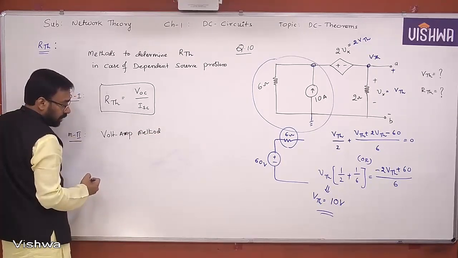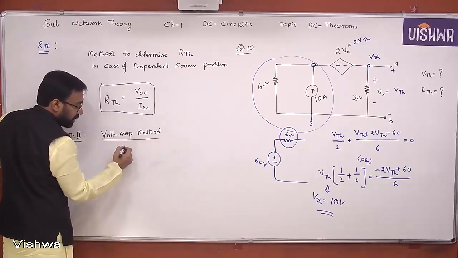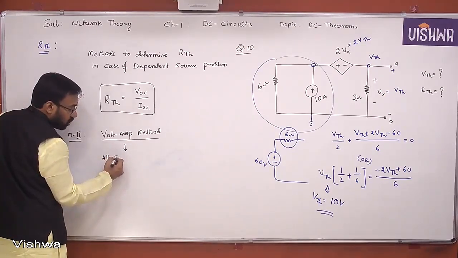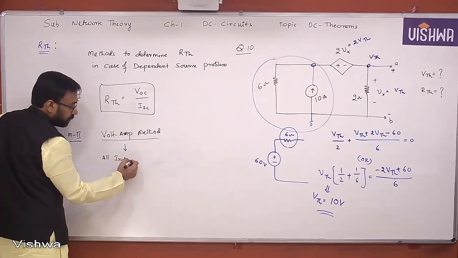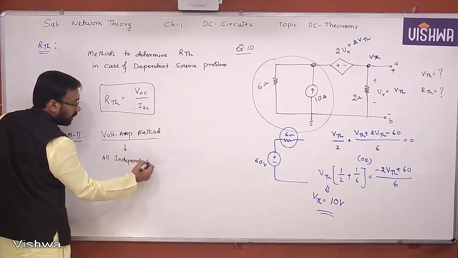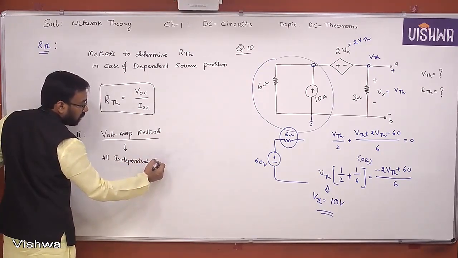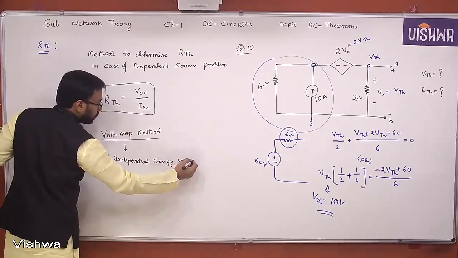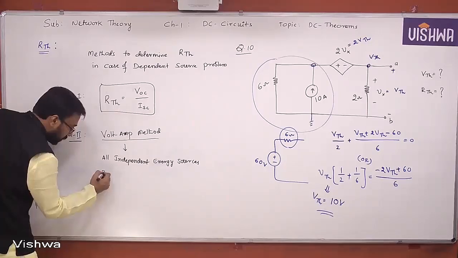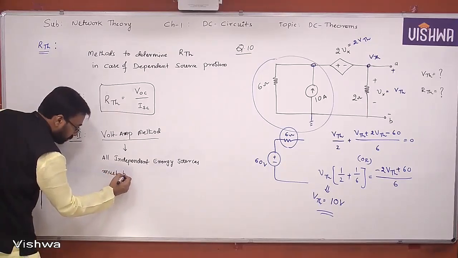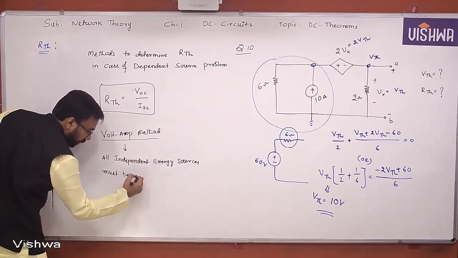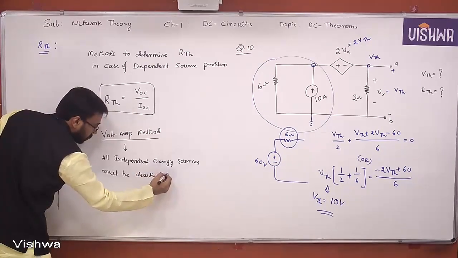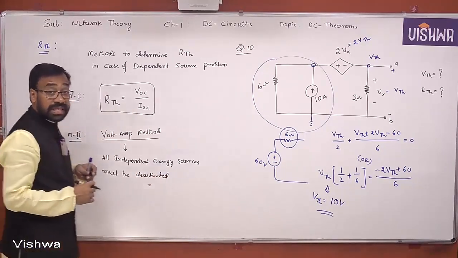Volt amp method. But to apply the volt amp method, certainly all independent energy sources must be suppressed or deactivated. Suppressed or deactivated. Understand?